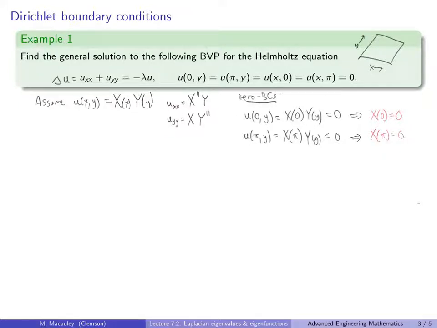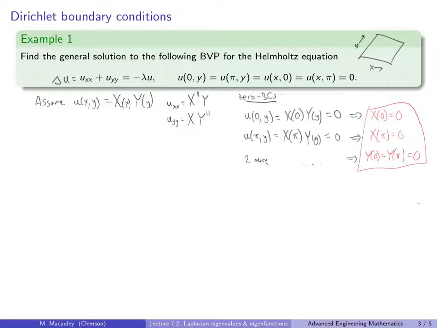And then we have 2 more. I'm not going to write them out. I mean, clearly these 2 things tell us analogous things about y instead of x. So 2 more. And those tell us that Y of 0 and Y of pi are equal to 0. Okay, so let's box those. We will use these later.